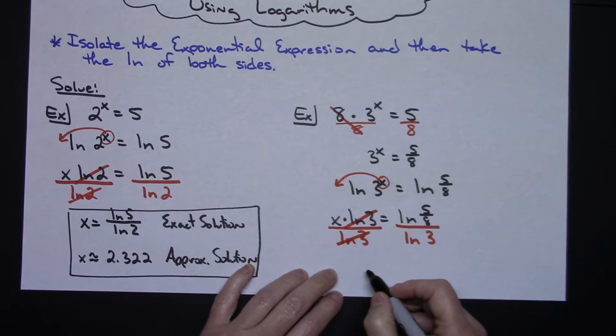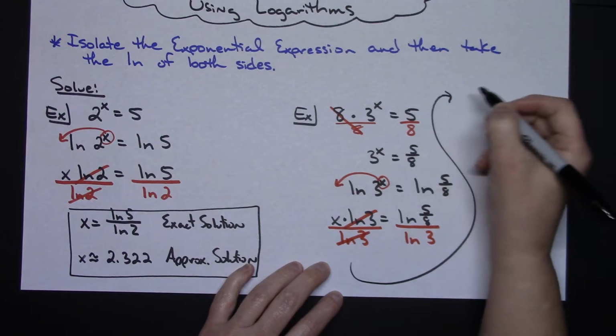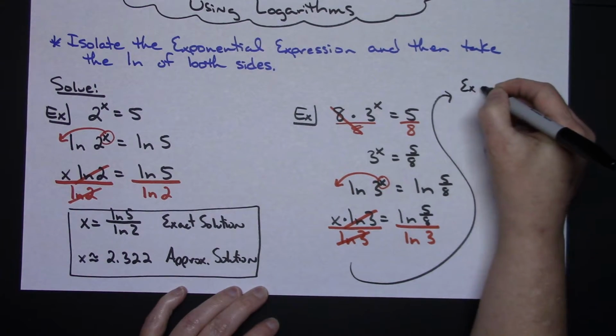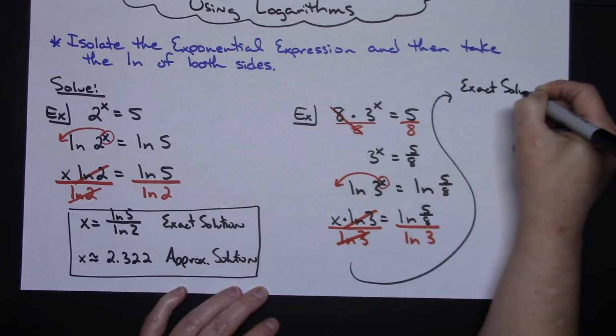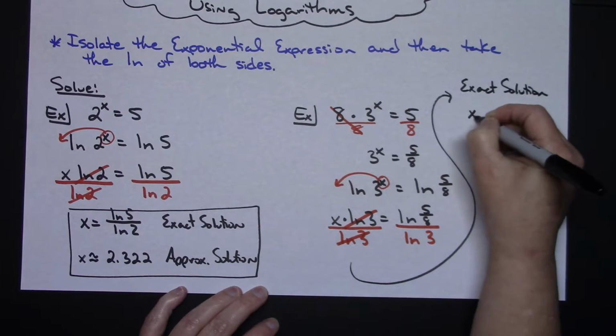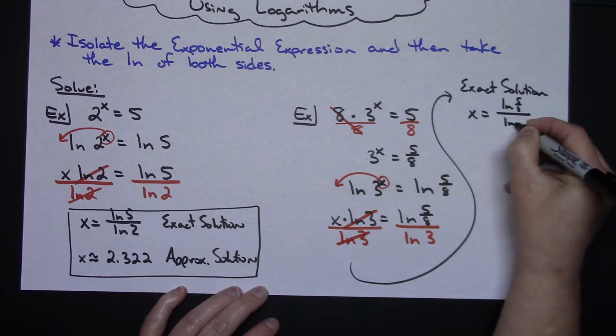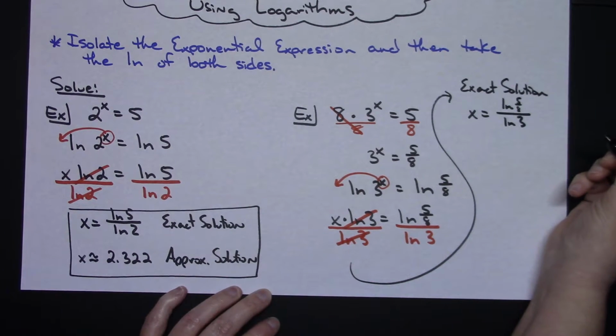Okay, so now I think I'm going to come up here and finish this. So for my exact solution, I'm going to have x is equal to the natural log of 5/8 over the natural log of 3. Okay, and that's perfectly acceptable.